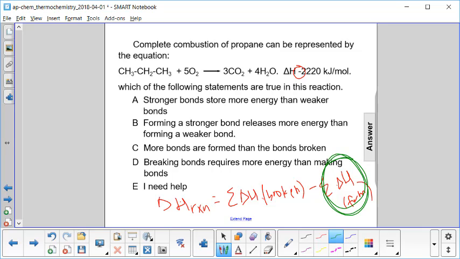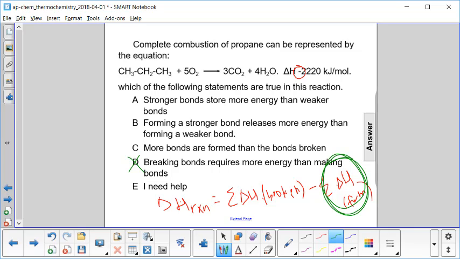We can eliminate answer choice D based on that because it says breaking bonds requires more energy than making bonds. So this is not true. In fact, the opposite is true based on what I just said. Part C, we can also eliminate. It says more bonds are formed than bonds are broken.